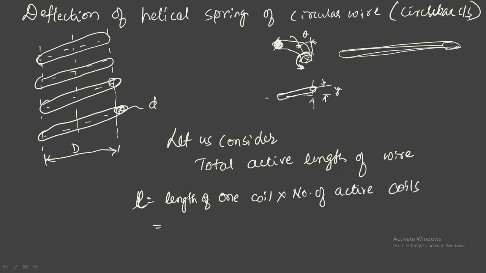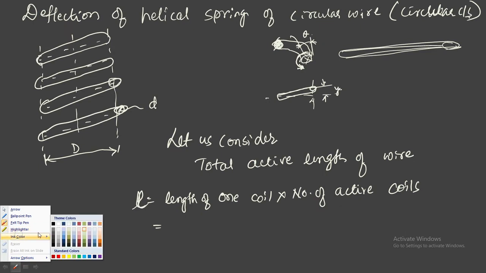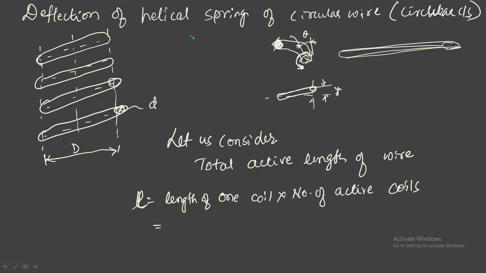So now what is the length of one coil? If you consider only one coil here, what is the length of this one coil? How are you going to get the length? You need to unwind this coil and form it as a circular straight bar. So what is the equation here?